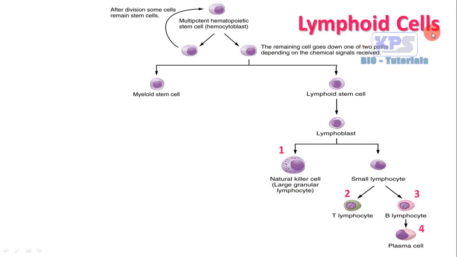And now we can analyze in detail the lymphoid cells. You know that they are developed from the multipotent hematopoietic stem cell in the bone marrow, from which the lymphoid stem cell will be developed. From the lymphoid stem cell, lymphoblast cells are differentiated. From lymphoblast cells, NK cells and lymphocytes will be developed. Lymphocytes again differentiate into T lymphocytes and B lymphocytes. B lymphocytes again differentiate into plasma cells. So these cells are called lymphoid cells.